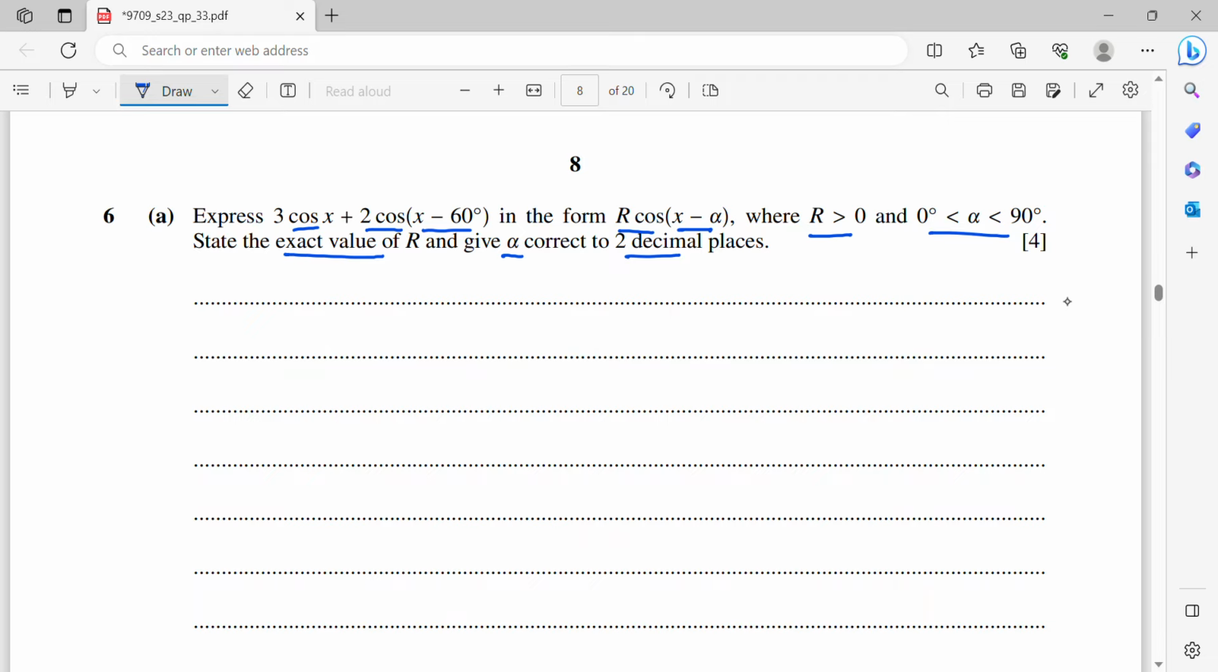Alright, so for this case, we need to simplify the second term first. Or I would say we need to simplify the whole expression first, because if you need to express in r cos (x minus alpha), you should have the terms that consist of cos and sine. The first term must be cos and the second must be sine. But now here you have both cos. So we need to simplify first.